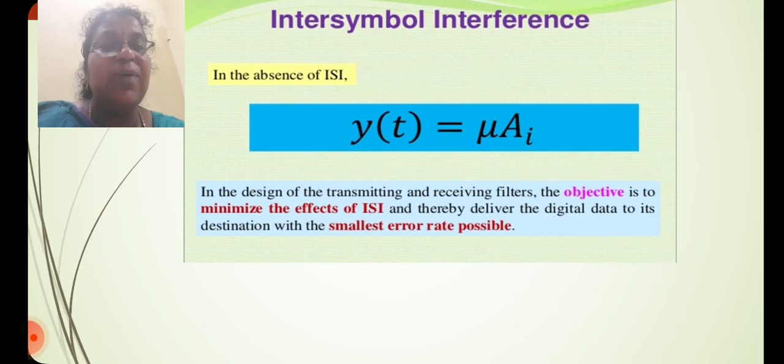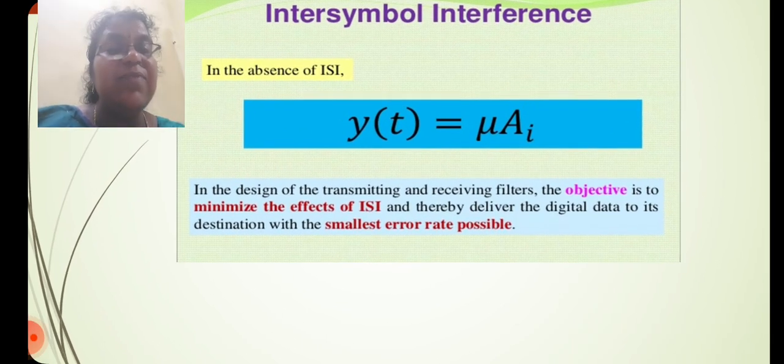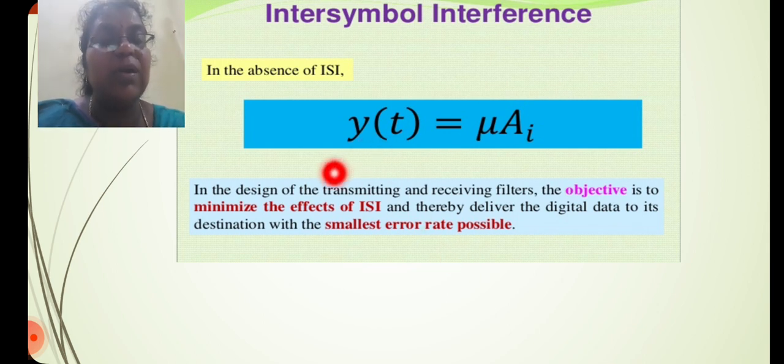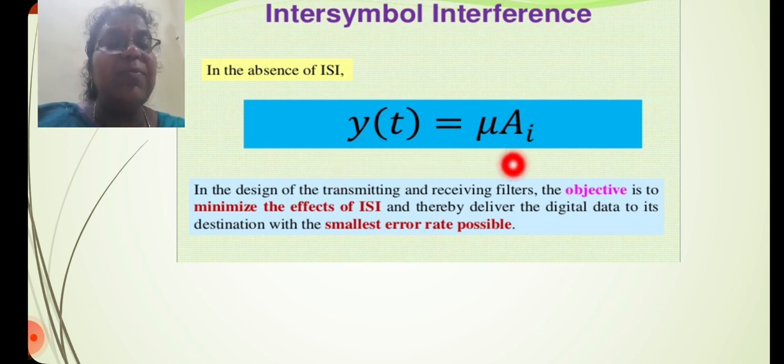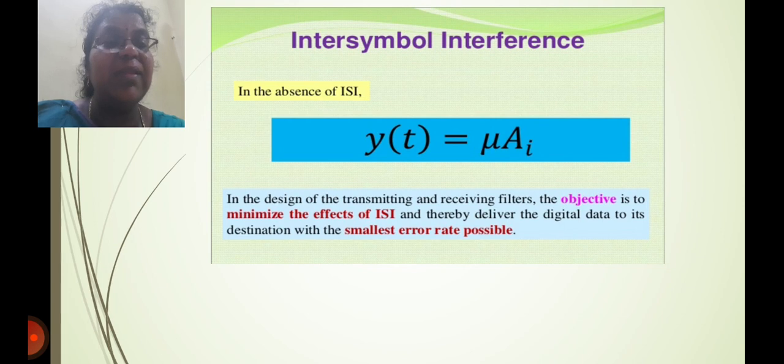Now in the absence of ISI, y(t) will have only the first term. Therefore, in order to design the transmitting and receiving filters, the objective is to minimize the effects of ISI and thereby deliver the digital data to its destination with the smallest error rate possible. So in the absence of ISI, y(t) will be equal to μ A_i, where A_i represents the amplitude of the binary signal transmitted.